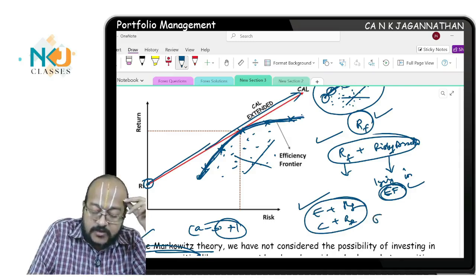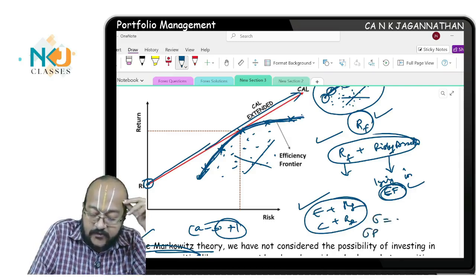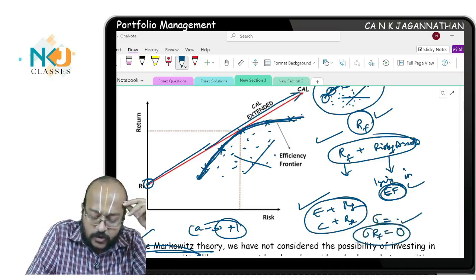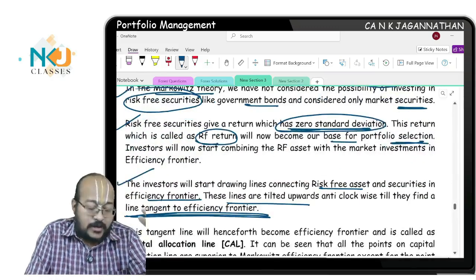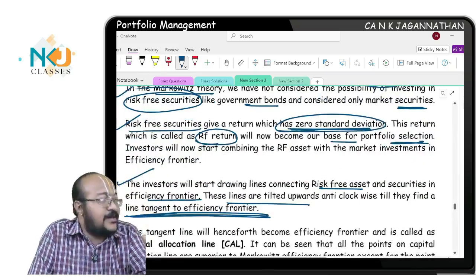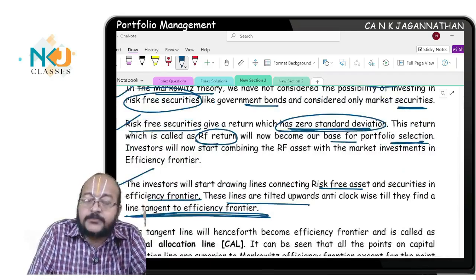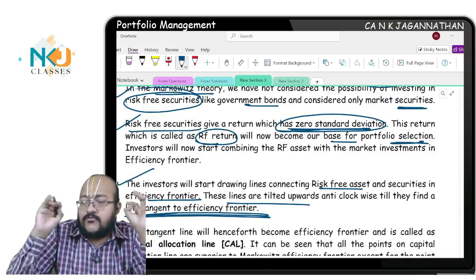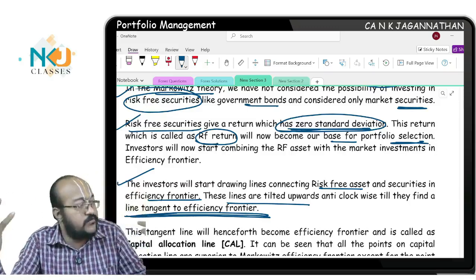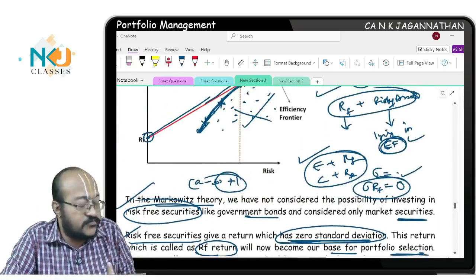You tell me, children, what is the sigma of the risk-free asset? The standard deviation of the risk-free asset is 0. I already told you, and I have given it in the notes also, because the risk-free security, as the name suggests, is risk-free. Standard deviation means it will deviate, but every year the return will be the same. It will not deviate. So there is no deviation, there is no risk. That is why it is a risk-free asset.